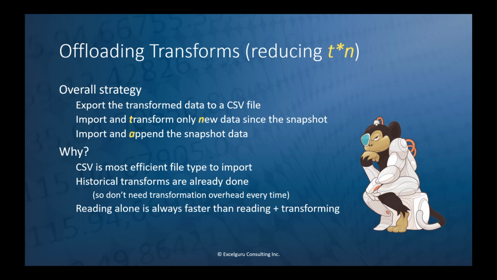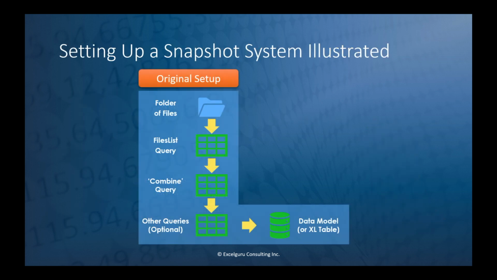The other thing is that reading alone is always faster than reading and transforming. Absolutely always faster. Okay? So this is the big reason why this stuff actually works. Now, the question comes down to, though, how do you set up your system to actually make this go?